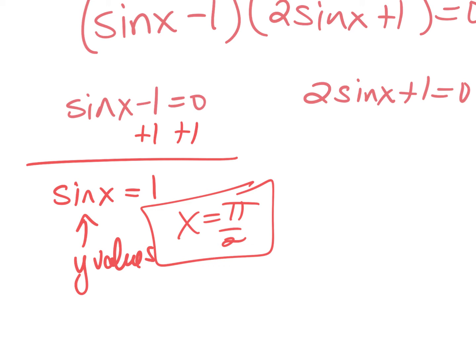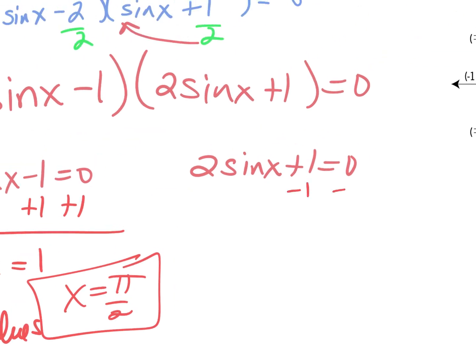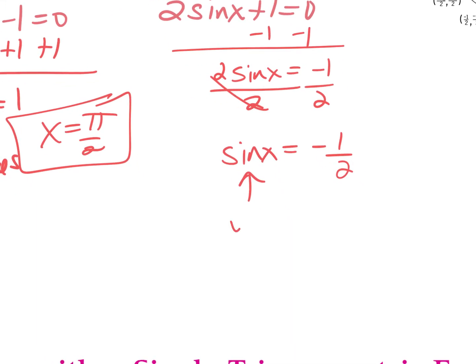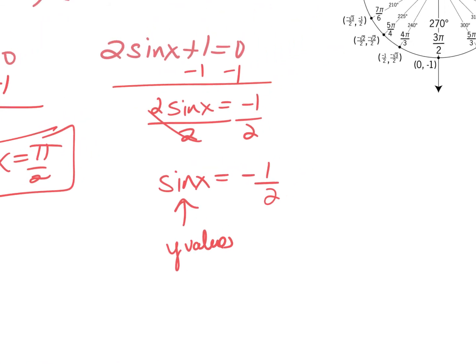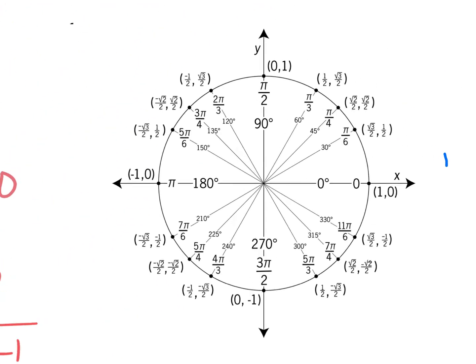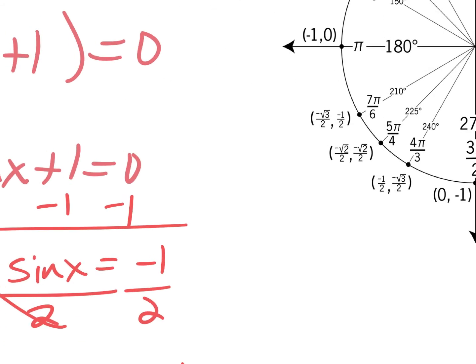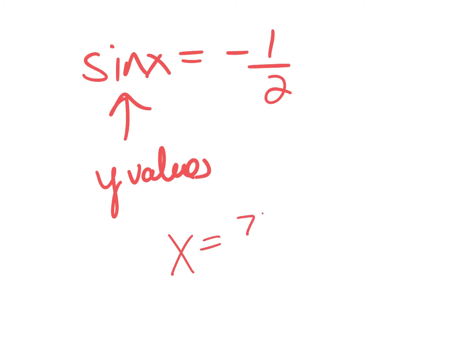How do I do that second equation? I'm going to subtract 1. Good. So 2 times the sine of x equals negative 1. Now what? Divide by 2. So the sine of x equals what? Negative 1/2. Remind yourself, sine is the y value. So we're looking for y values on the unit circle that equal what? Okay, where are they? The y values. 7 pi over 6, good. And 11 pi over 6, perfect. X equals 7 pi over 6 and 11 pi over 6.